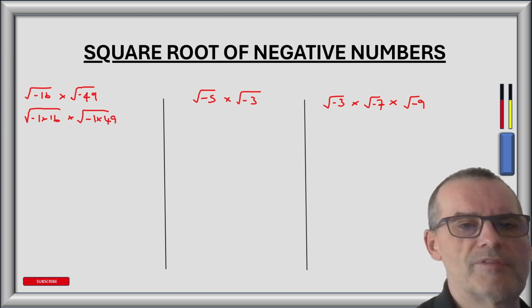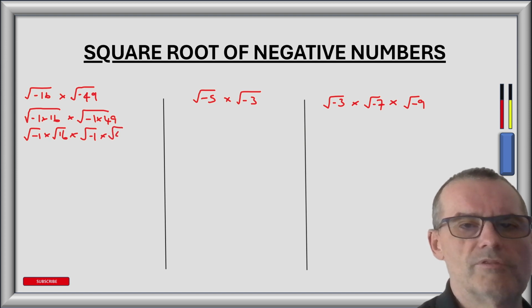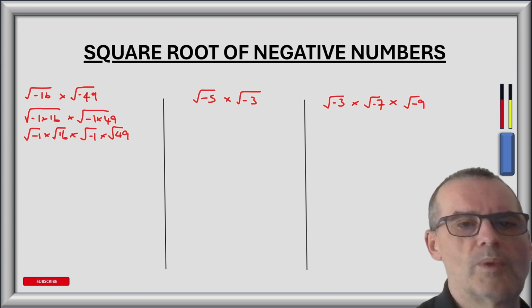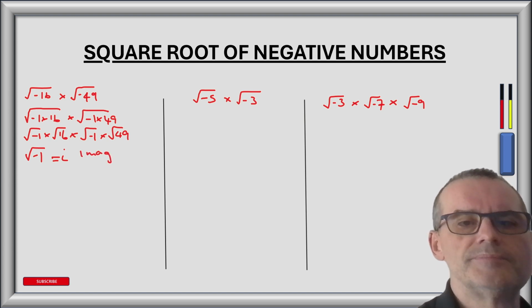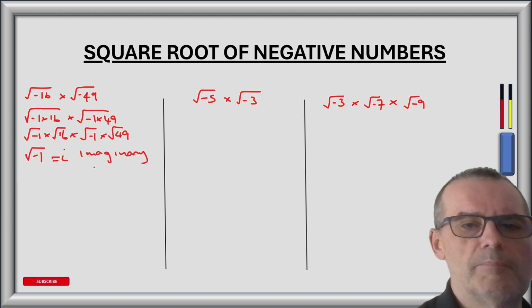We can further simplify this by saying it's the square root of minus 1 multiplied by the square root of 16, multiplied by the square root of minus 1 multiplied by the square root of 49. Now we have the square root of minus 1. The square root of minus 1 is what is known as an imaginary number, because there is no square root of it, and it's denoted as the letter i. So the square root of minus 1 is equal to i, and it's an imaginary number.